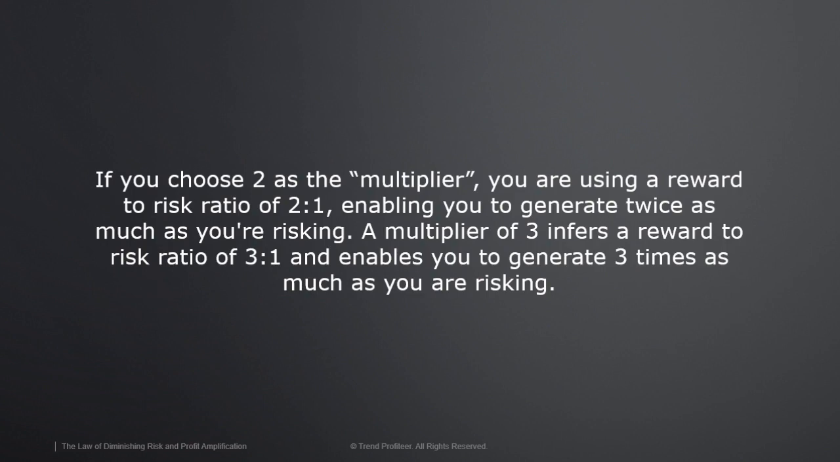If you choose 2 as the multiplier, you're using a reward to risk ratio of 2 to 1, enabling you to generate twice as much as you're risking. A multiplier of 3 infers a reward to risk ratio of 3 to 1 and enables you to generate 3 times as much as you are risking. And this is important because in the Trend Profiteer Trader system, it allows you to put in the multiplier for both positions if you are trading 2 positions as a multiplier of the dynamically generated stop loss.